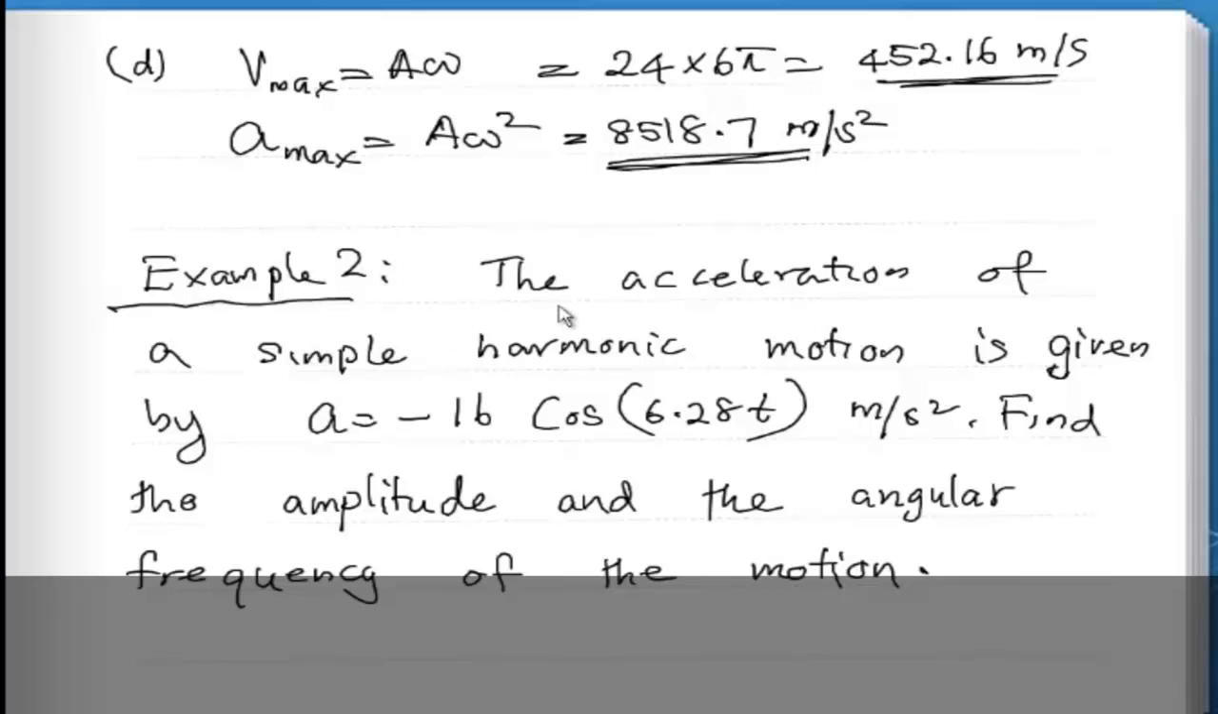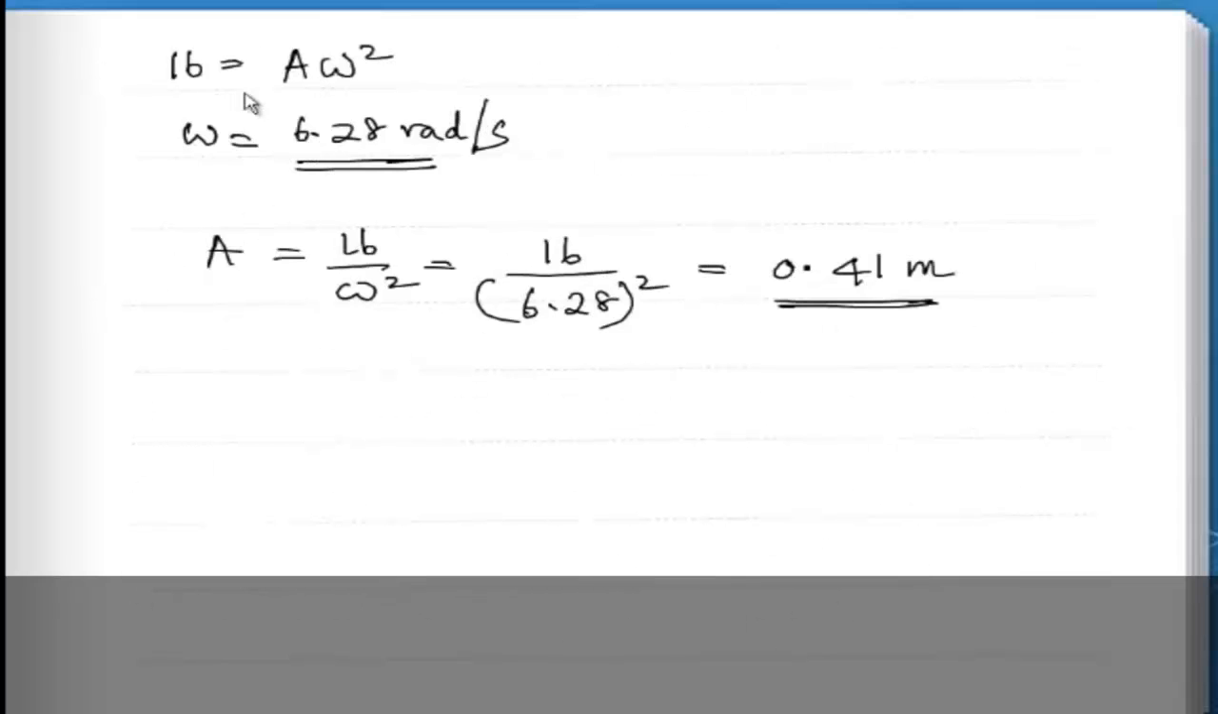Example 2. The acceleration of a simple harmonic motion is given by a equals negative 16 cosine 6.28 t meters per second squared. Find the amplitude and the angular frequency of the motion. So in the same way, we compare the parameters.